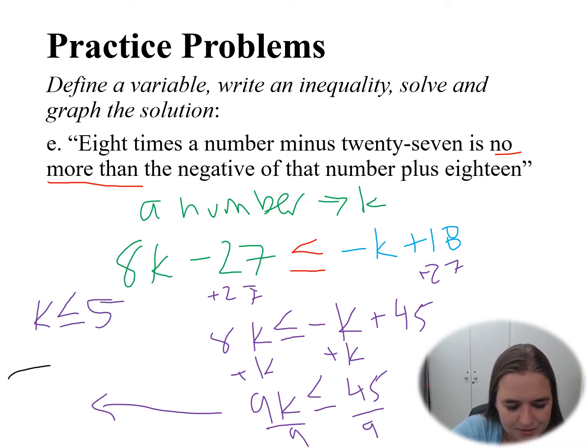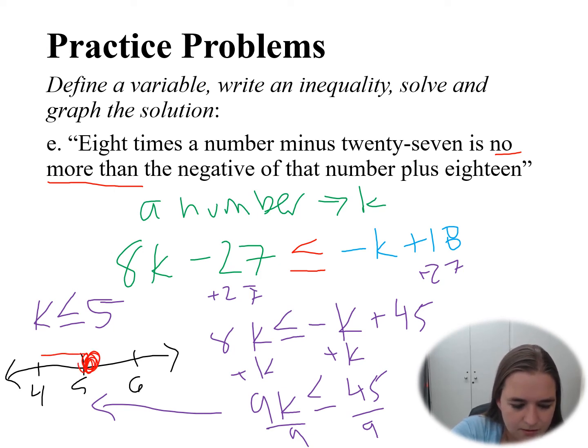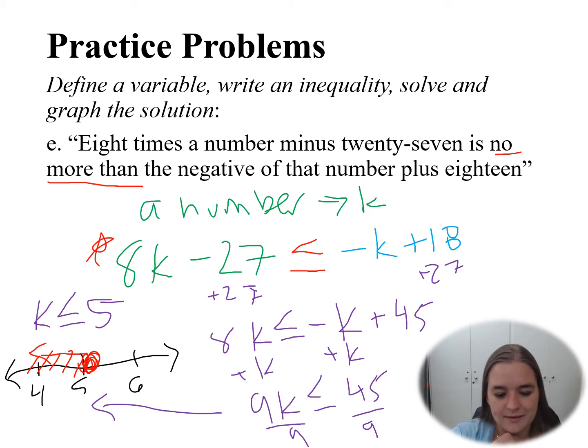When I graph my solution, I center it on 5. I'm going to have a closed circle because I have that or equals to piece. And I want values that are less than 5. So, the trickiest part here is to get the inequality written correctly, and then I can walk through the steps to solve for my answer.